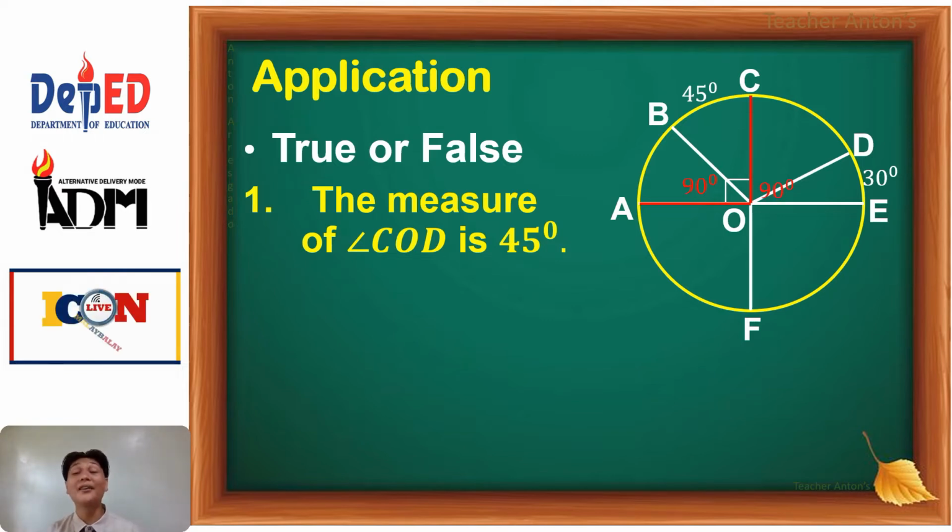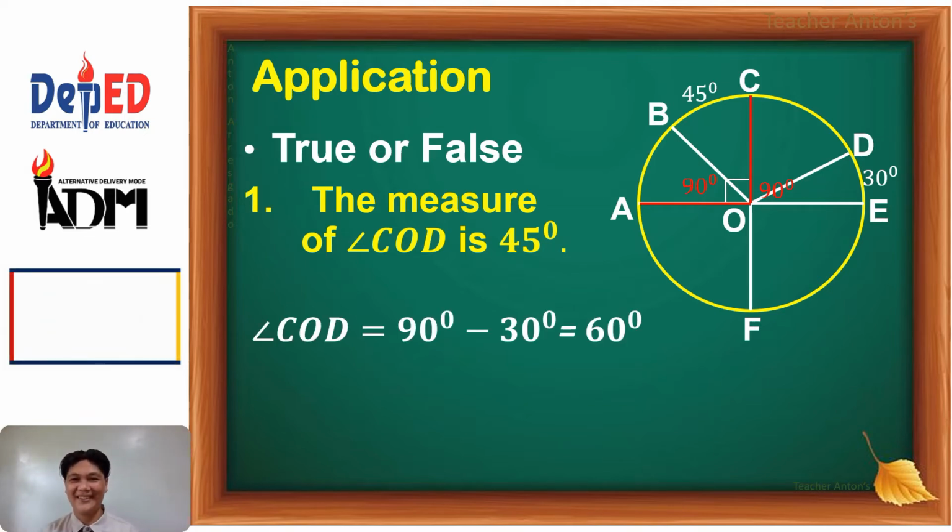Now, the intercepted arc of angle COE, there is the arc CDE, which is also 90 degrees. So we can solve angle COD using the arc CD with this equation. Okay? So 90 degrees, because CDE is 90 degrees, or the angle COE is also 90 degrees, minus the given 30 degrees for the DE. So the answer is 60 degrees. In other words, our angle COD is 60 degrees, which means the statement is false.